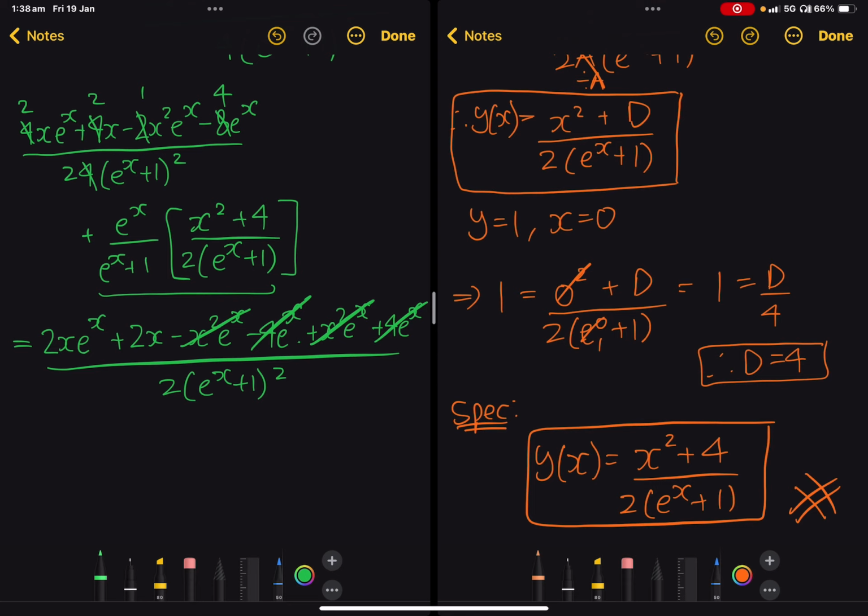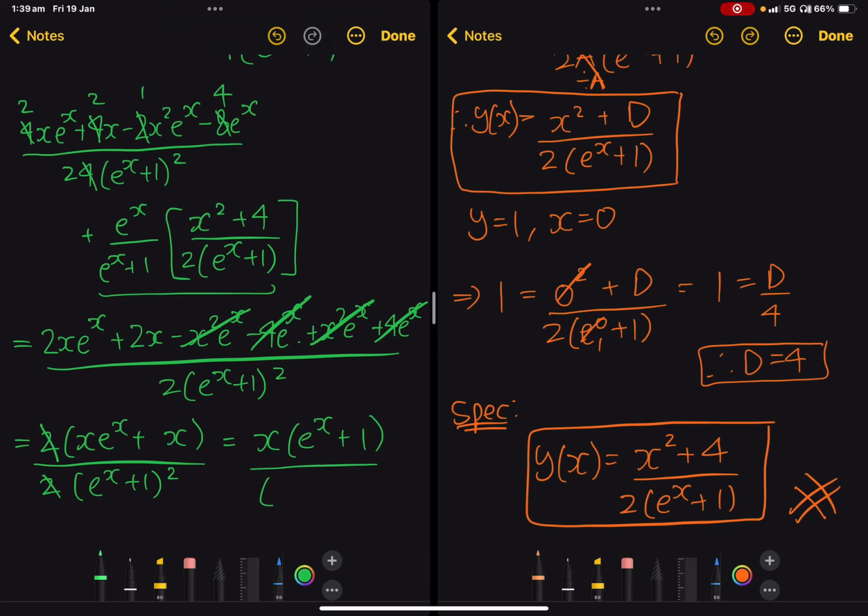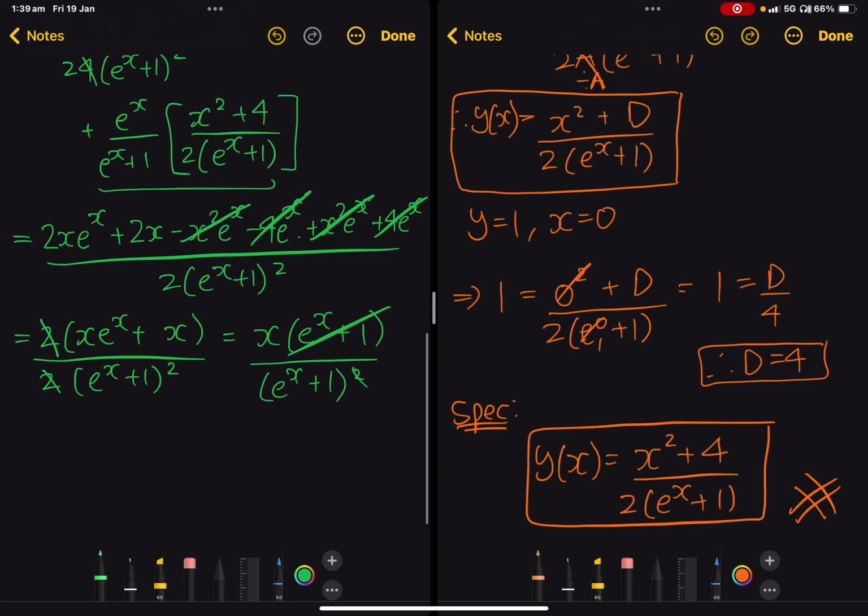And so now we can factorize 2 from the numerator. We get 2 times (x e^x + 2x) over 2 times (e^x + 1) squared. 2's cancel. Now we can factor x out of the numerator. We get x times (e^x + 1). This 2 got factored out. So x times (e^x + 1) over (e^x + 1) squared. Well, the squared and the (e^x + 1) will cancel. This is x over (e^x + 1), and this is the right-hand side. And so now we're finished.